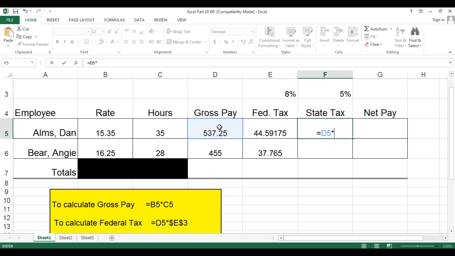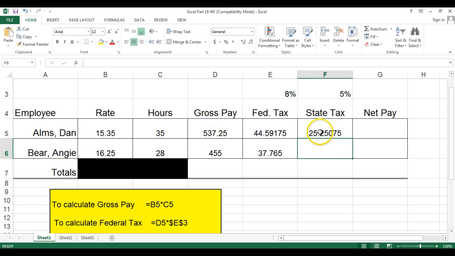Multiply. Click on F3. Oh, I'm sorry. Backspace that. We need to do the dollar sign. Dollar sign F and dollar sign 3. Now we did the dollar sign F because we're in column F, and we did the dollar sign 3 because we are in row 3. That is where this 5% is. So your formula should be equal sign D5 times dollar sign F dollar sign 3.